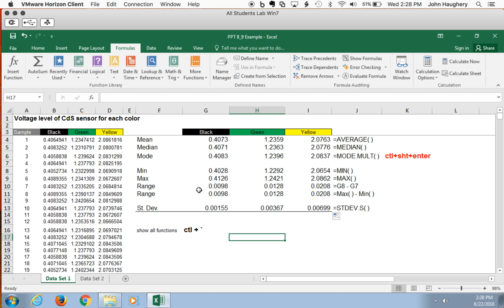So what if we wanted to find, based on our standard deviation and our mean, where 95% of the data for black fell within? So we could say equals, and I'm going to put this in parentheses, mean minus parenthesis this times 2, right? So 2 standard deviations will do the 95% interval.